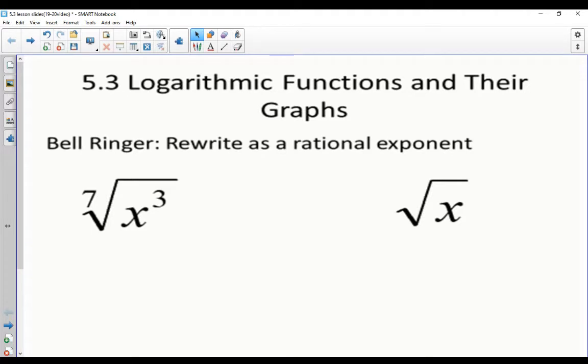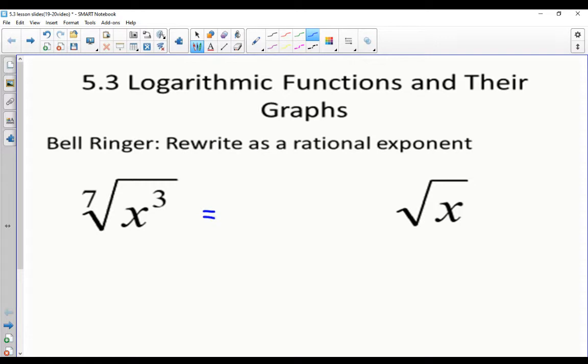Hello, college algebra, and this is the video over 5.3, logarithmic functions and their graphs. Before we start the main lesson though, I need to refresh you on something. So consider this kind of like a bell ringer, but you're not really doing the bell ringer in class, so just roll with it. So rewrite the following root functions as a rational exponent.